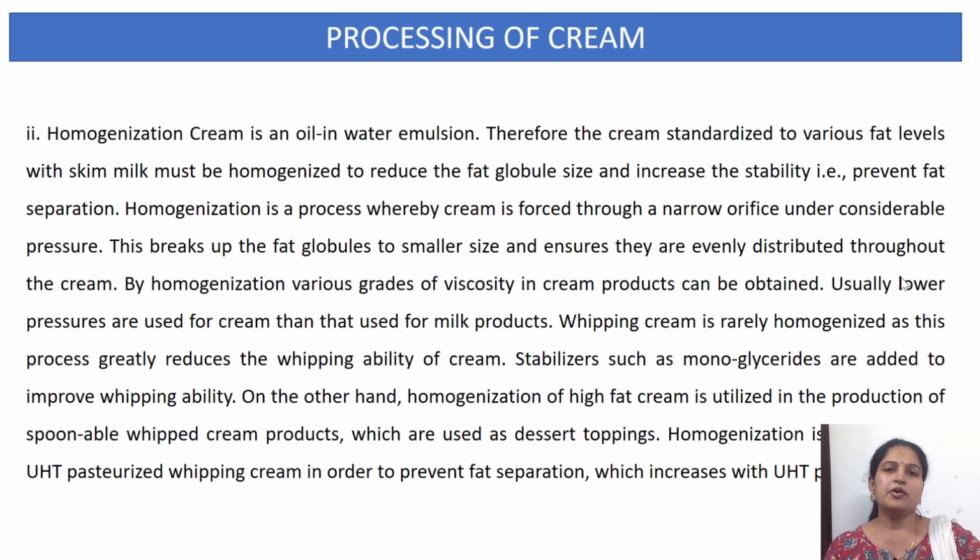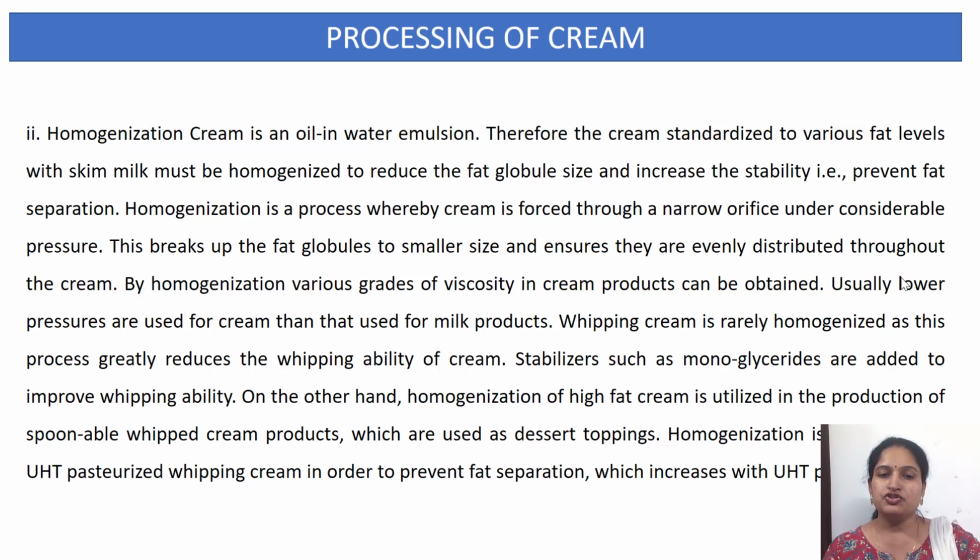Now, the second processing method for cream is homogenization. Cream is an oil in water emulsion. Therefore, cream standardized to various fat levels with skim milk must be homogenized to reduce the fat globule size and increase the stability, that is, prevent fat separation. Homogenization is a process whereby cream is forced through a narrow orifice under considerable pressure. This breaks up the fat globules to smaller size and ensures they are evenly distributed throughout the cream.